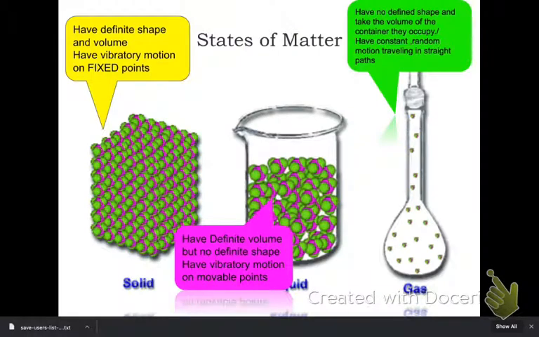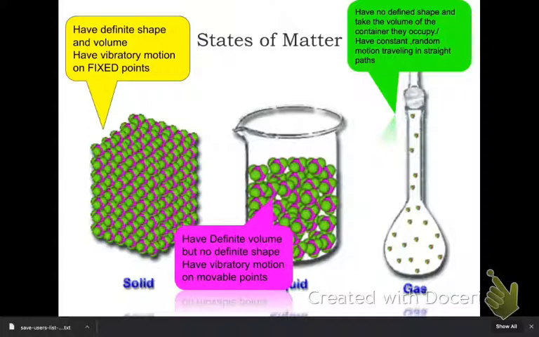So states of matter, we know we have solids, liquids, and gases, and the fourth state, which is probably the most ubiquitous, but we don't really deal with, is plasma. But solids have a definite shape, and they have a definite volume, and they have motion because the kinetic molecular theory says they have to be moving, but they have motion with very, very closely packed neighbors. So they're able to vibrate against each other, but they're not able to move around each other. So we say they have vibratory motion on fixed points. Fixed meaning they can't change position. Since they can't change position, that's what gives them their definite shape and their definite volume.